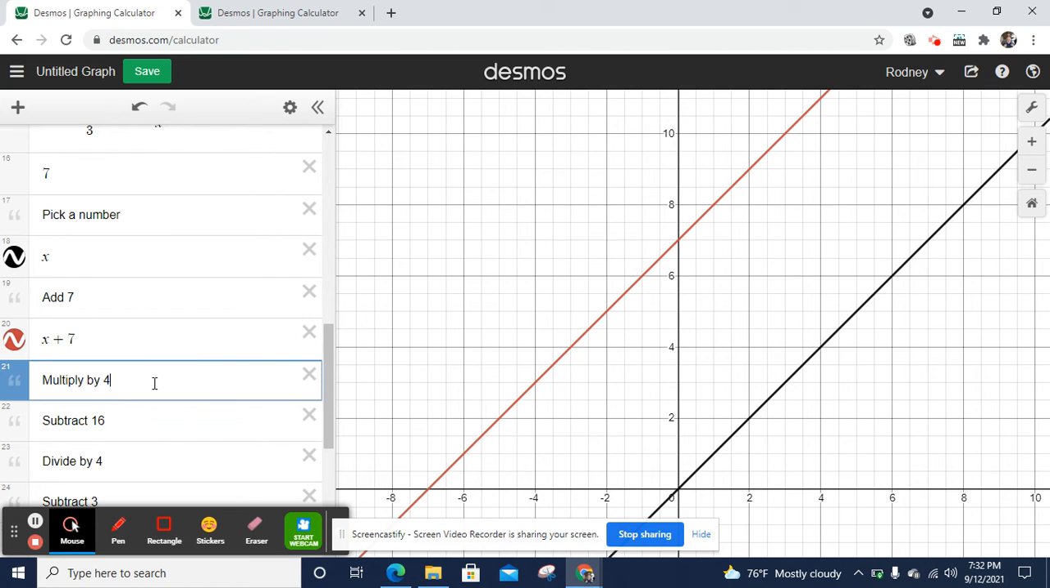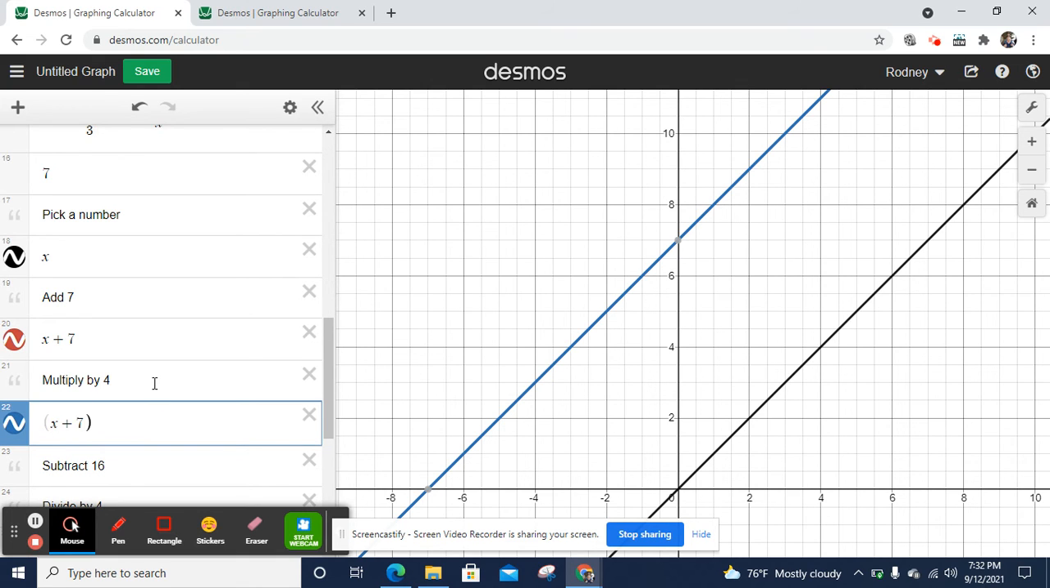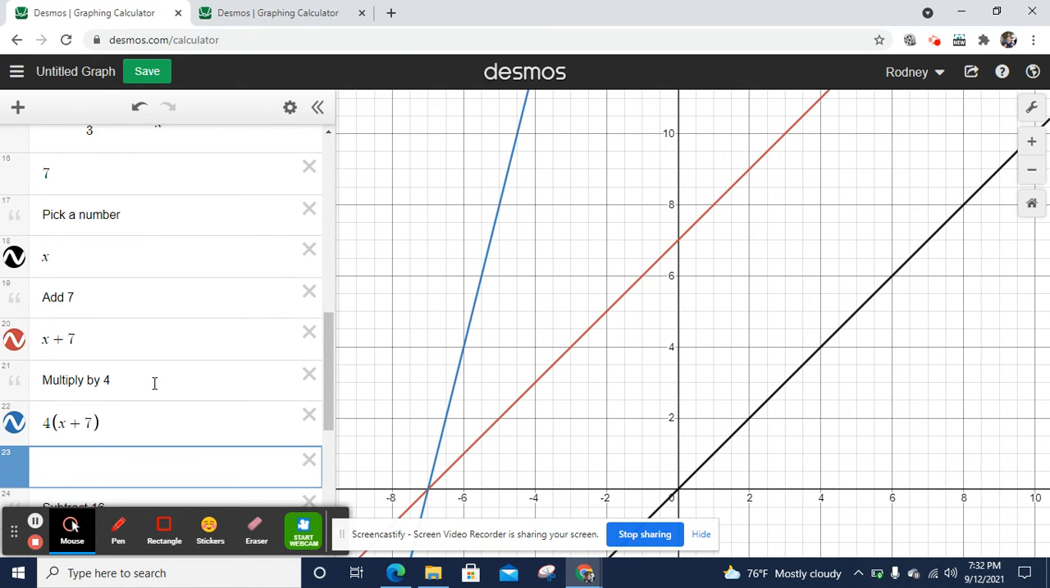Now I'm going to multiply by 4. So I'm going to copy this, put parentheses around that, go in front and put a 4. And now, this time, I'm going to do the simplified version right next to that.